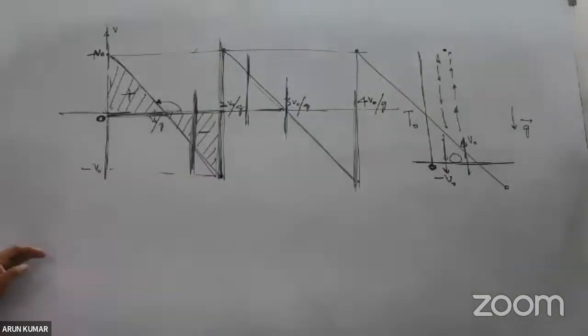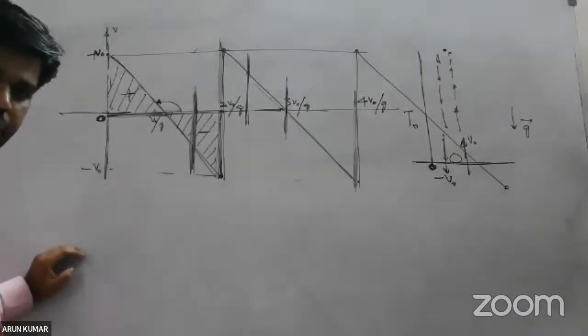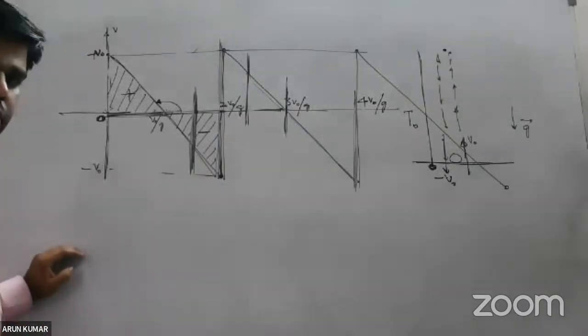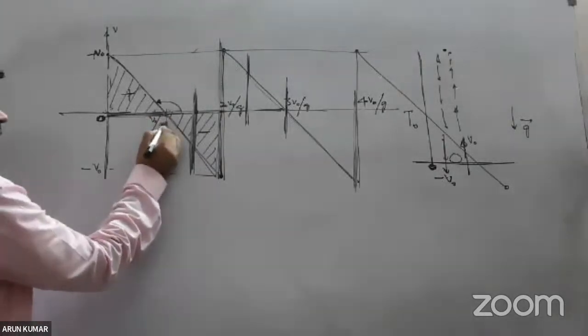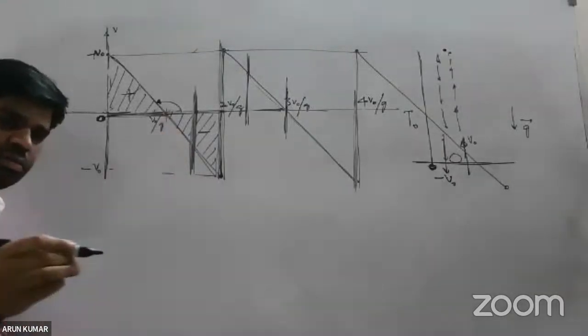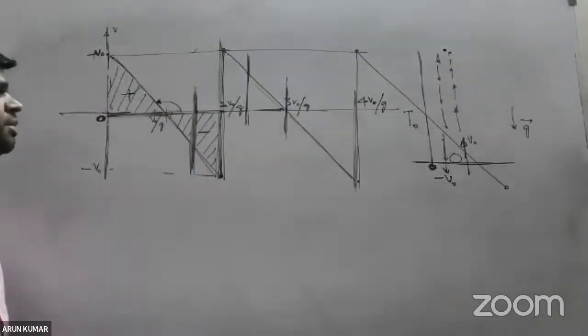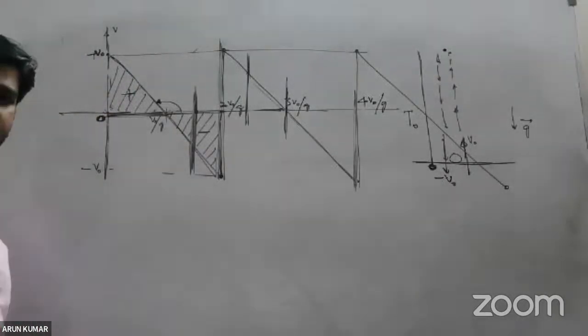My particle is going up or coming down? Coming down. It has already taken a turn at V naught by g, and it is coming down, sir. Right. Shravani, do you understand that it's coming down?